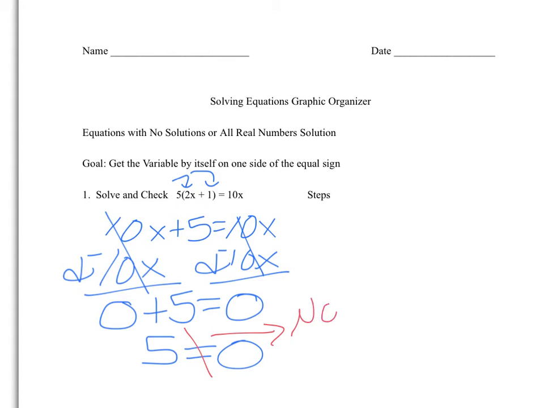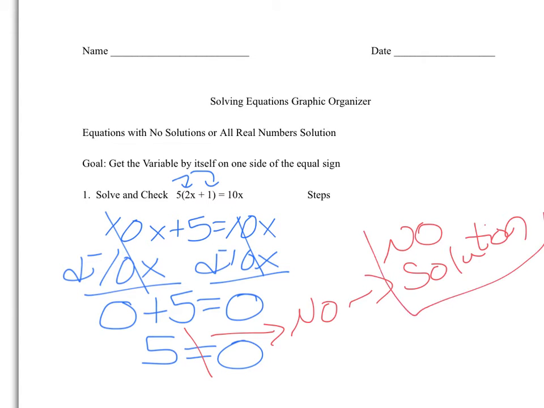Because this gives you a no answer, the final wording of your answer is no solution. No solution is your actual answer. 5 equaling 0 tells you what your answer is going to be, but you must write the words no solution.